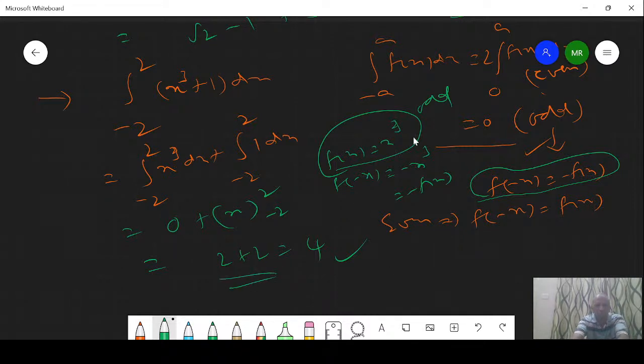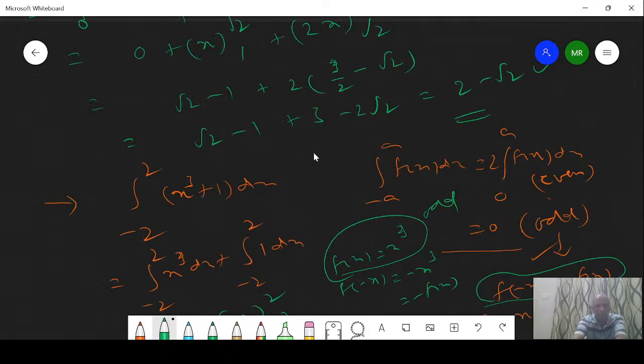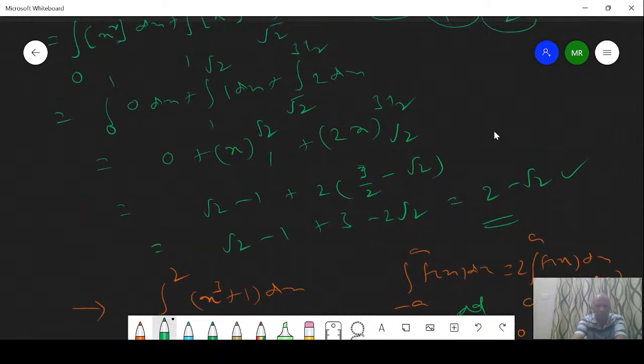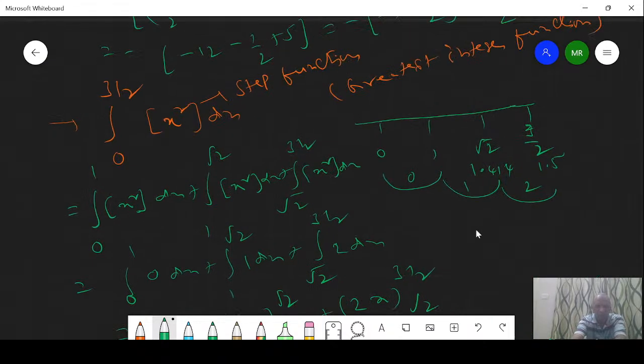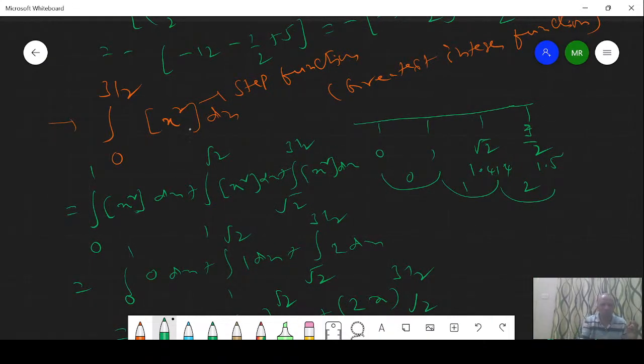Now, just one minute, I will go back to this one. Step function. See the step function. The concept is the integral from 0 to 3 of step of x square dx. You know that the step of 1.2 gives 1 only, and the step of 2.4 gives 2 only. It gives only the integer part. So this is the function, and they have given the x square value.